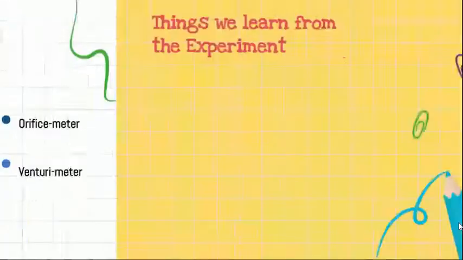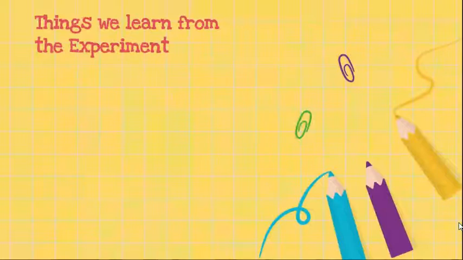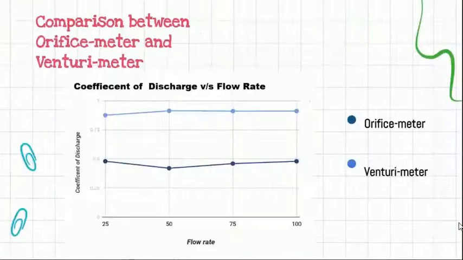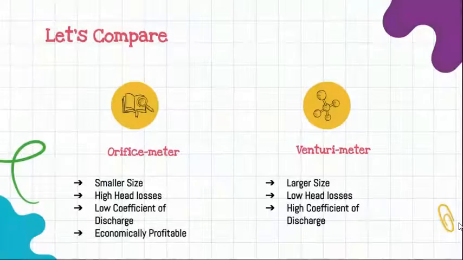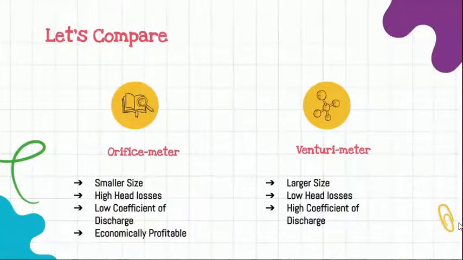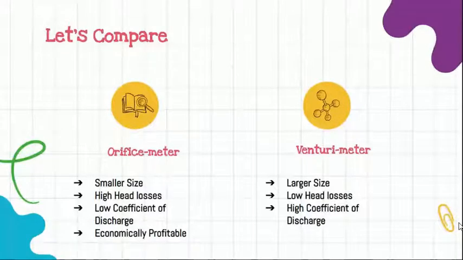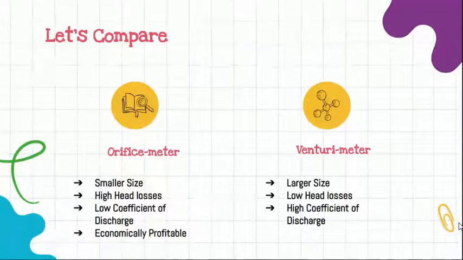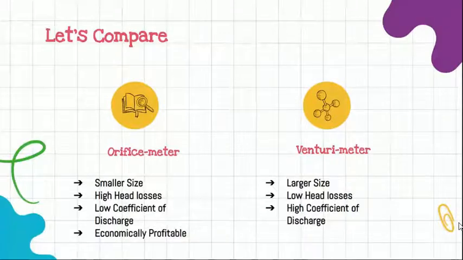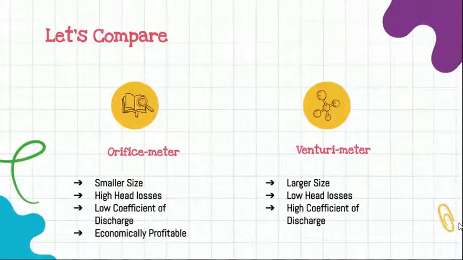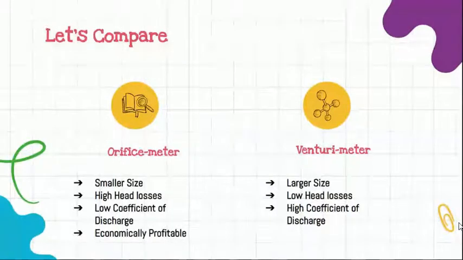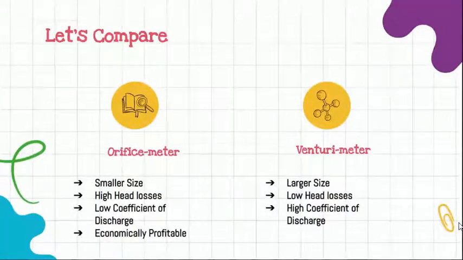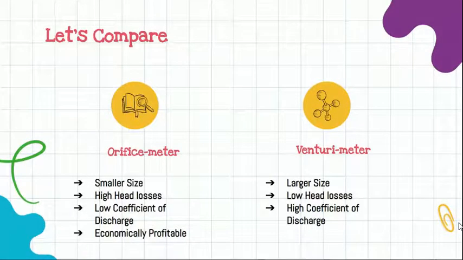And when it comes to the differences between orifice meter and Venturi meter, no, go to the before slide, not the after. Yes, when it comes to the differences, first thing, as an engineer, we need to make a point on economy. Orifice meter is more economically profitable, whereas Venturi meter is a bit costlier than orifice meter. But when you come to the efficiency, Venturi meter has high efficiency because of its low head losses. But in orifice meter, we have high head losses due to the vena contracta. That part we have already understood in the earlier slides.